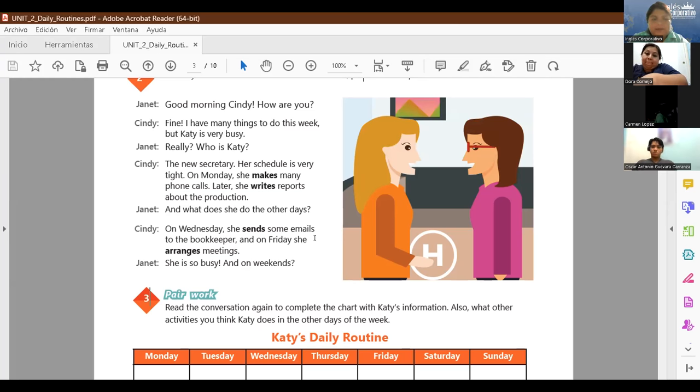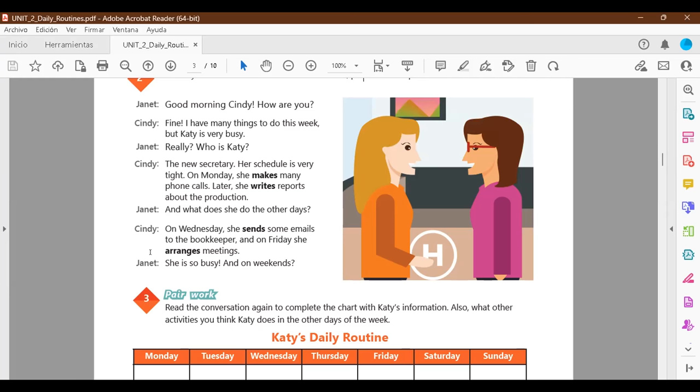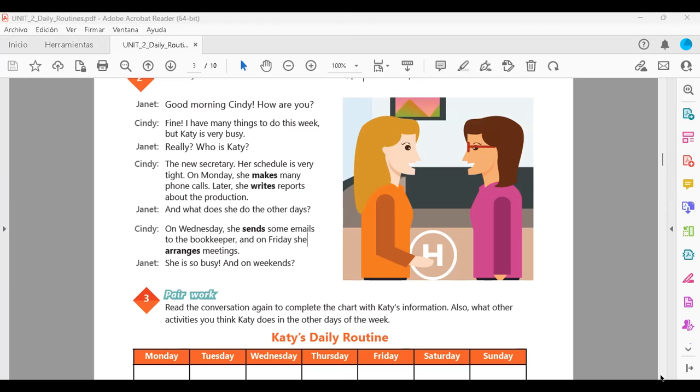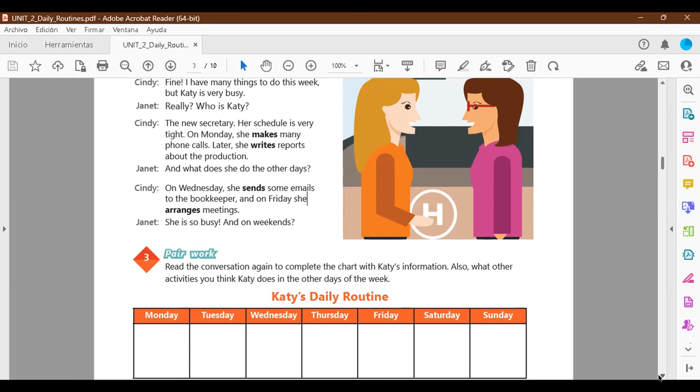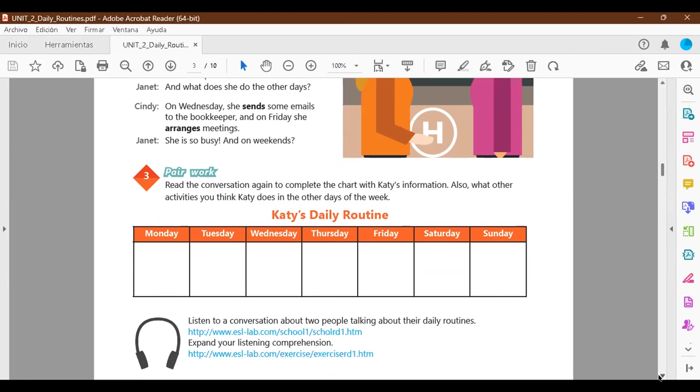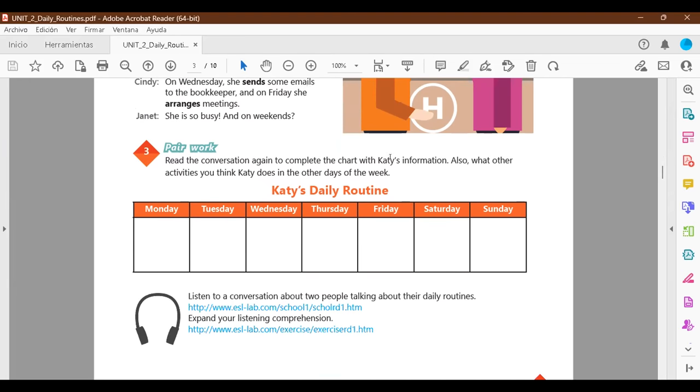Okay, thank you guys. So now look at this. We have the following chart, and in here we have to complete that with Katie's information. So let's open that. Let me show you that. Read the conversation again to complete the chart with Katie's information. Also, what other activities you think Katie does in the other days of the week. So we just have to complete that with Katie's activities.